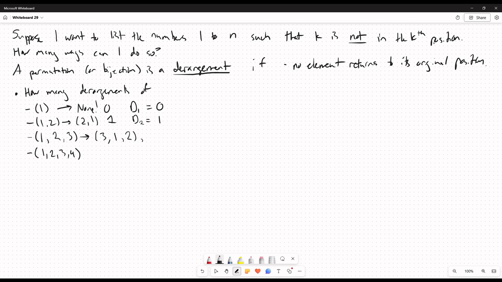But I could also do the other thing. I could send 1 to where 3 was. But since I can't just swap 1 and 3, that means that 3 has to go in the second place, and then 2 has to go in the first place. And those are the only places that 1 can go. It can only go to the second place or the third place. And as soon as I sent it there, it was automatically determined what the rest of the derangement would look like. So that means that the number of derangements on 3 elements is going to be 3.